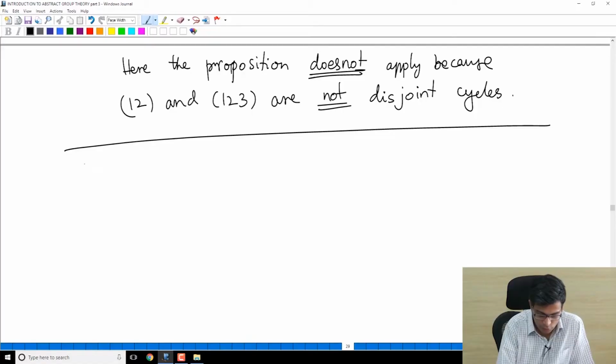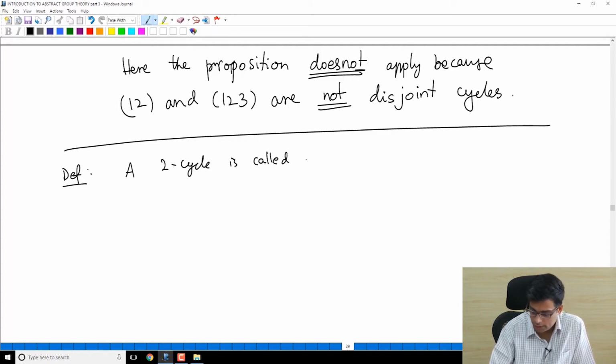Next we are going to look at another decomposition for permutations which is not disjoint but it is useful in some other situations. So let us define a transposition. A 2 cycle is called a transposition.